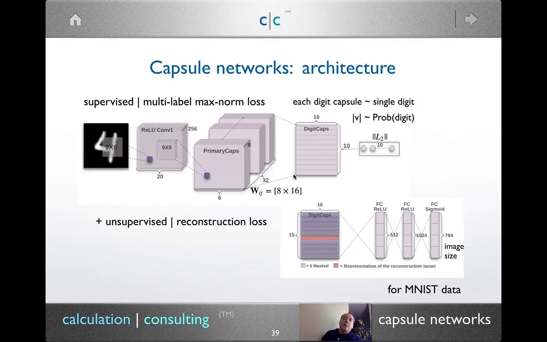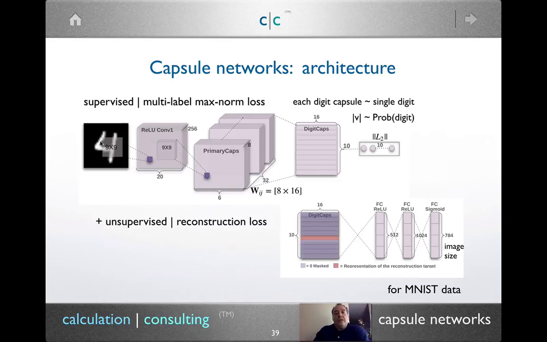Now I want to go back to the architecture. We've talked about this routing algorithm, this dynamic routing algorithm. Let's go back to the capsule architecture, the network, and take a longer look at some of the loss functions, because you design the network, but you have to have a loss function. So there are 2 loss functions.